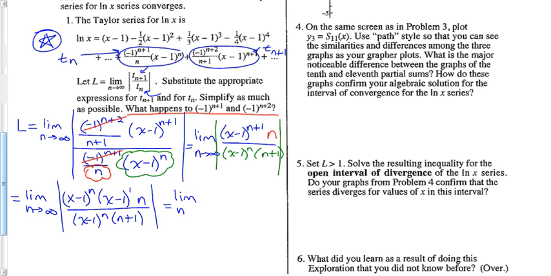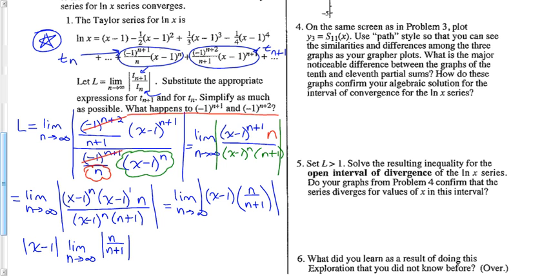So I still have my limit as n approaches infinity, and now on the top I have x minus 1, and then I'm multiplying that by n over n plus 1. Again, we're still in absolute value. Now this is where I have to pay attention to what my variable is in this limit. The x actually isn't my variable in this limit, the n is, because I'm evaluating this limit as n approaches infinity. So I can rewrite this as the absolute value of x minus 1 can come out. Then I have the limit as n approaches infinity of n over n plus 1 in absolute value.